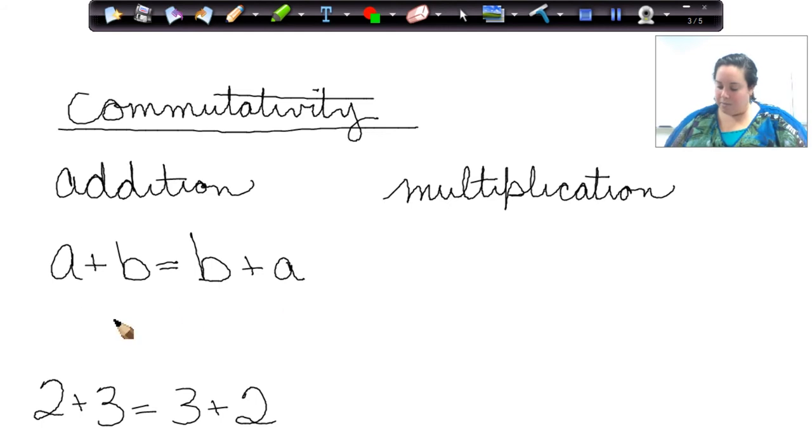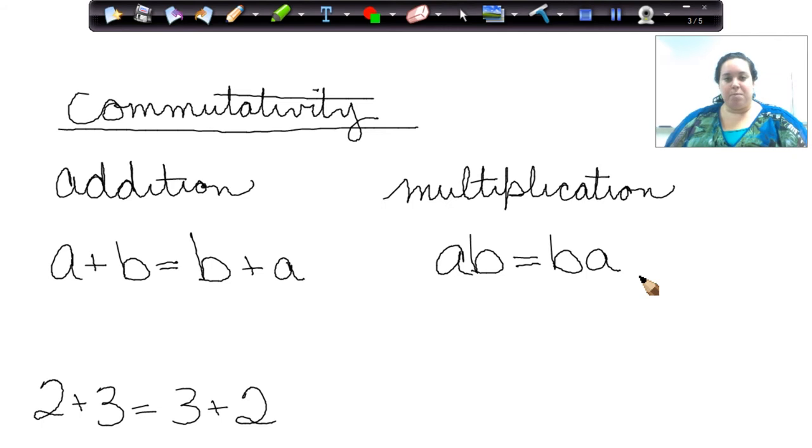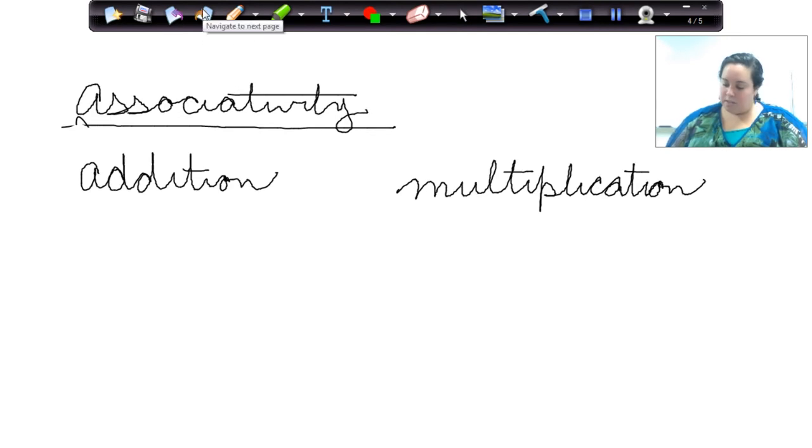That will help you remember this property. Multiplication, same thing. You can multiply things in any order. Any arbitrary A times B is going to be the same as B times A. So like 5 times 2 is 10, and 2 times 5 is 10. Same thing. All right. Next one, associativity.